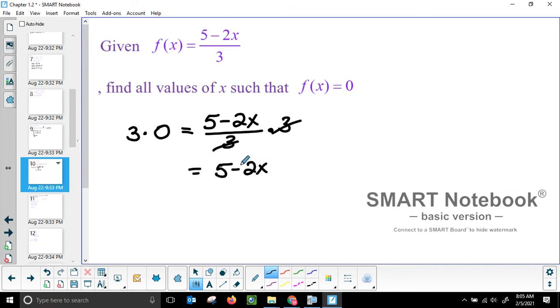All right, so what is 3 times 0? When you're asked that out loud, it's quite obvious that it's 0. But you'd be surprised how many people say that this is 3. Not that they don't know that 3 times 0 is 0, but they do it quickly and they don't really think, and they put 3 here. So please do not make that mistake. So from here, of course, we just add 2x to both sides, divide both sides by 2, and x is equal to 5/2.